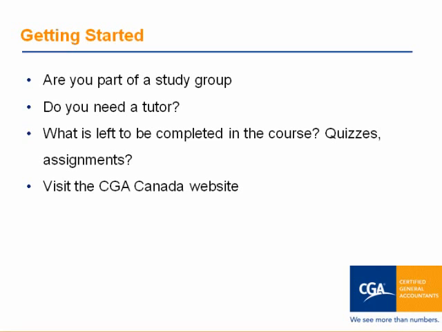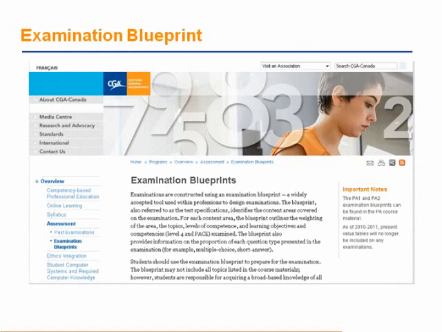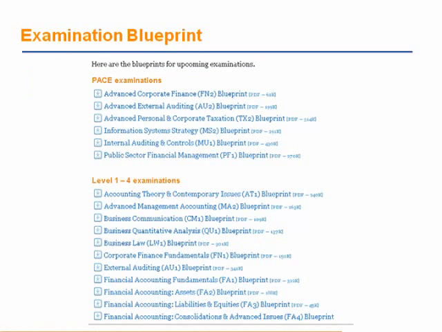Next thing you need to do is visit the CGA Canada website. And why do I say that? Well, folks, that is exactly where the CGA examination blueprint is. You don't really know what you have to study and how you're going to study it until you really review the examination blueprint. So the link can be found right from your course modules, and you're able to go in and take a look at, so that's the first part of the screen.